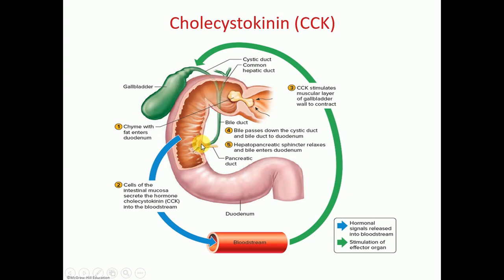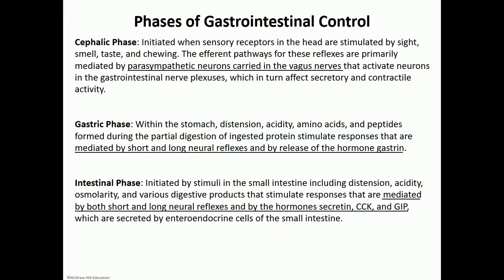In order to control the phases of gastrointestinal control, we have three different phases. There's cephalic, gastric, and intestinal phase. So cephalic phase, that is mainly under the control of the autonomic nervous system. So again, seeing food, hearing, or thinking about food, all of that is going to stimulate the parasympathetic nervous system. Those impulses are carried by the vagus nerve, and that will stimulate both the motility and secretions by the GI tract, kind of preparing your digestive system to receive food.